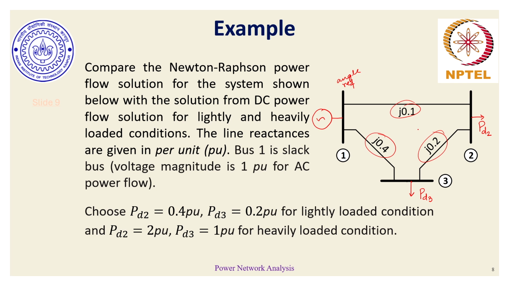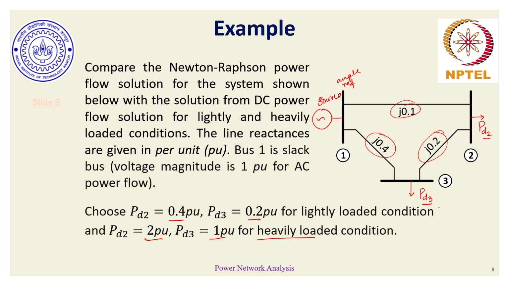Since reactive power injections are not important for DC power flow, we are only dealing with real power injections. We are considering two conditions. Bus 1 is the angle reference bus on which a source is connected, and bus 2 and bus 3 have loads of PD2 and PD3. Under the light load condition, PD2 is 0.4 per unit and PD3 is 0.2 per unit, whereas for the heavily loaded condition, PD2 and PD3 become 5 times their respective values under the light load condition.